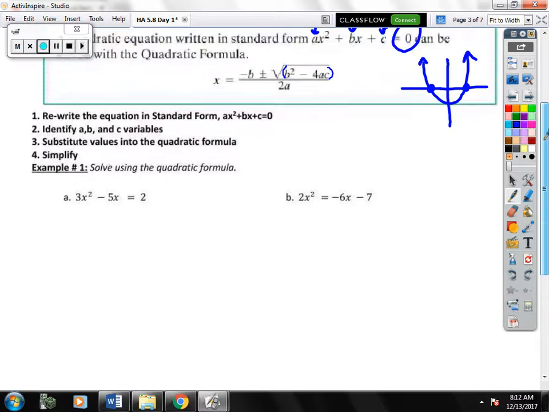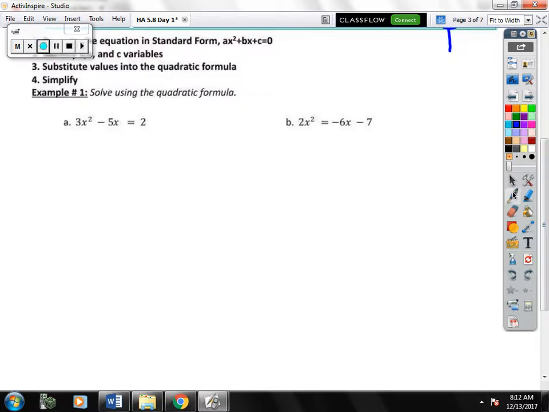So the first thing we want to do is get this in standard form, so I'm going to have to subtract 2 first, to get it set equal to 0. And then if you want, you can identify what A, B, and C are off to the side if you feel like you need to. So A would be 3, B would be a negative 5, and C would be a negative 2.